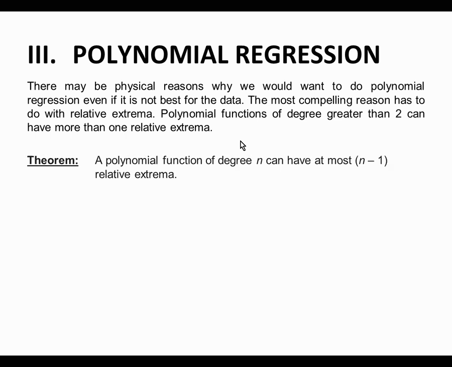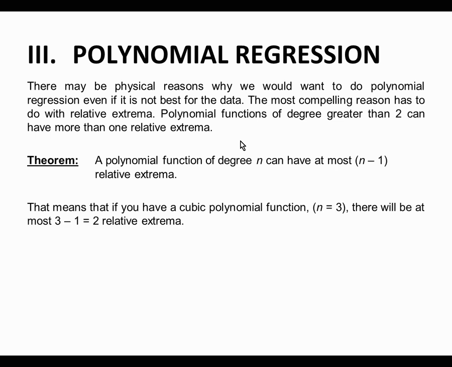So we have this little theorem. A polynomial function of degree n can have at most n minus 1 relative extrema. So notice degree 2 can have only 2 minus 1, or only 1 relative extrema. Degree 3, 3 minus 1, it can have 2. Degree 4, 4 minus 1 is 3, it can have 3.